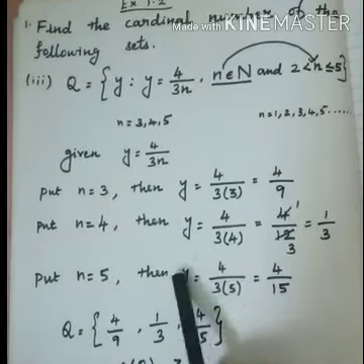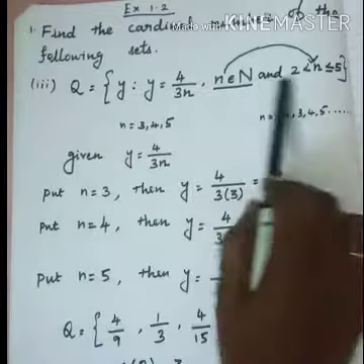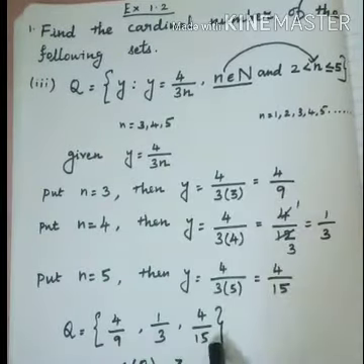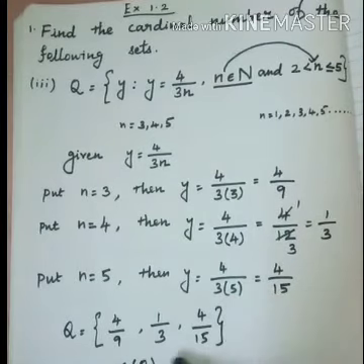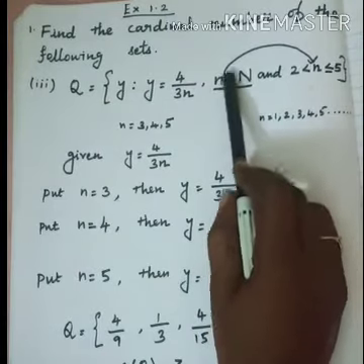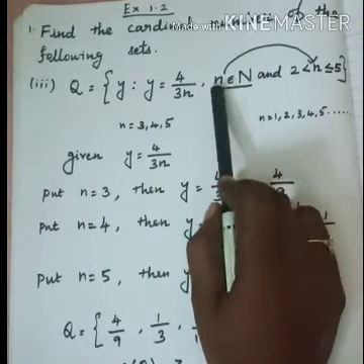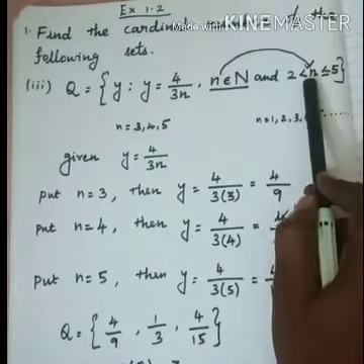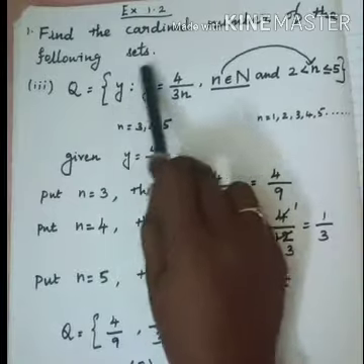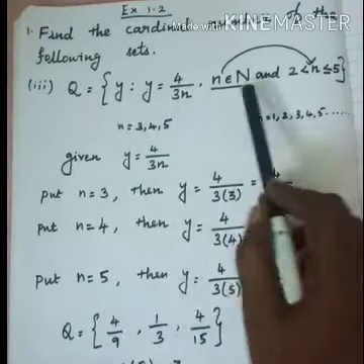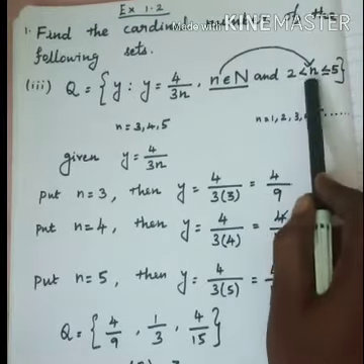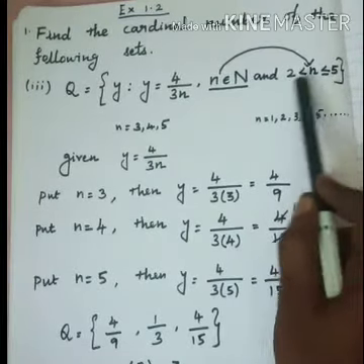I repeat it once again. Here Q is given in set builder form. We have to change it in roster form, then only we can find the number of elements. Here the condition given for n is n belongs to natural number. So n is a natural number and n lies between 2 and 5. In the previous sum, the condition was given for the term, but in this sum, the condition is given for n.